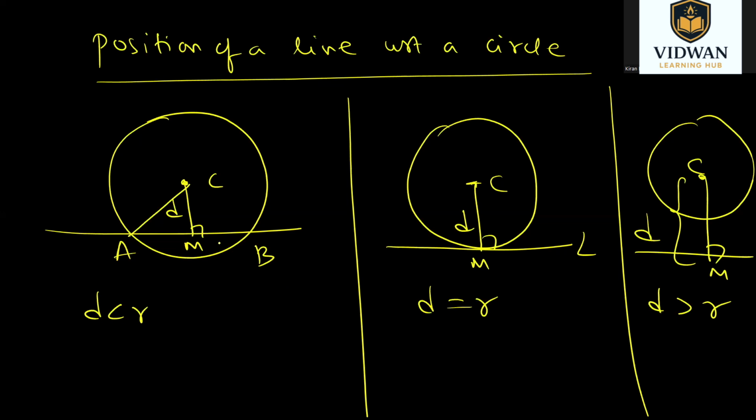And if they give you the equation of the line and the circle, then you can also write this. For example, if you are given the circle as x square plus y square equal to some r square, and the line as say y equal to mx plus c.